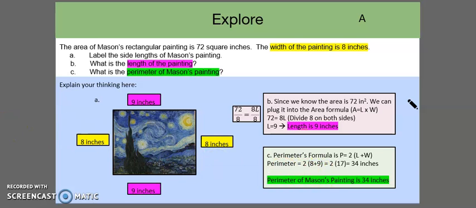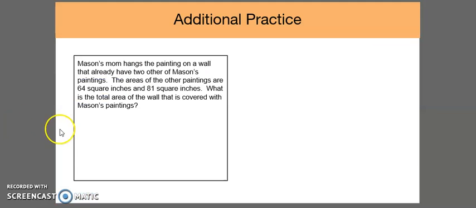We're going to move on to our last problem. Mason's mom hangs a painting on a wall that already has two other of Mason's paintings. The areas of the other paintings are 64 square inches and 81 square inches. What is the total area of the wall that is covered with Mason's paintings? Pause the video, think about how you would solve this, and we'll compare your answers on the next slide.